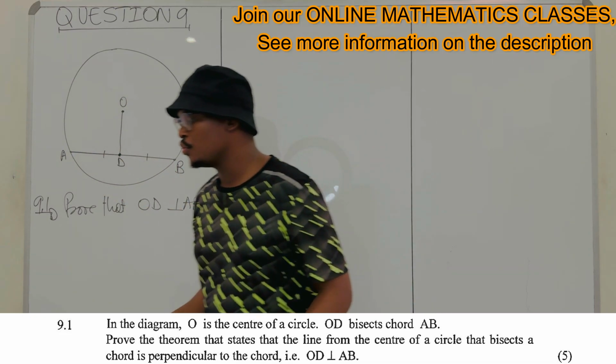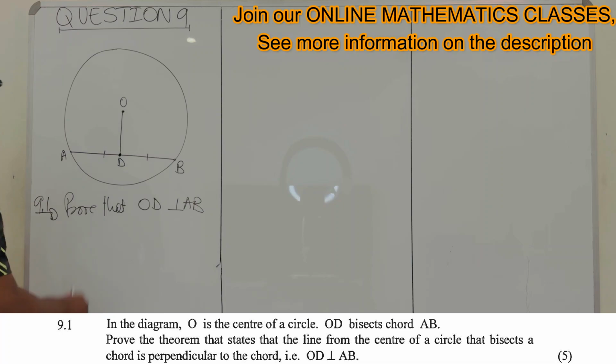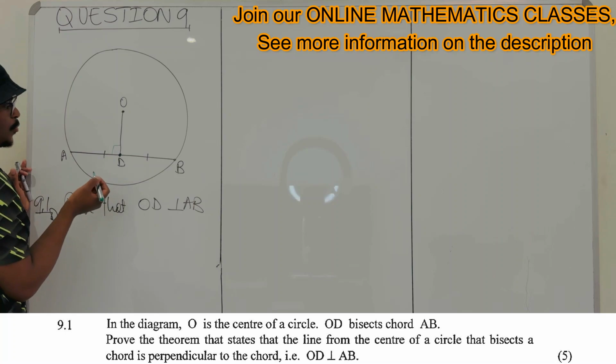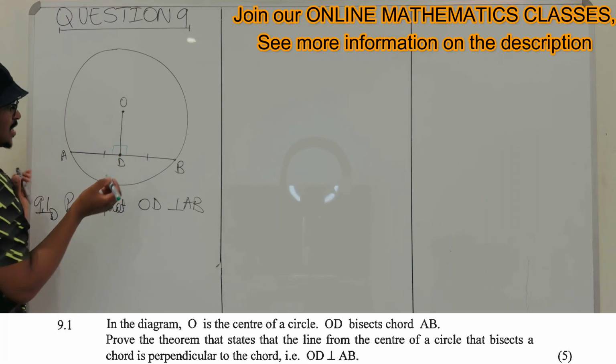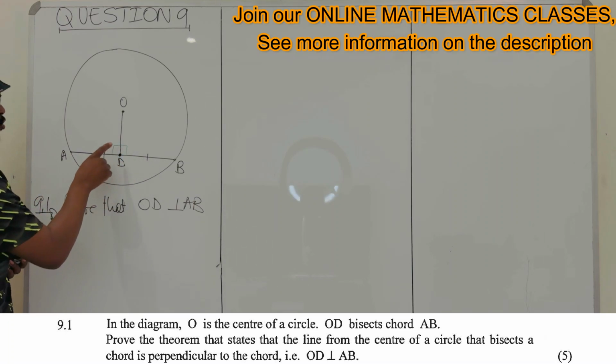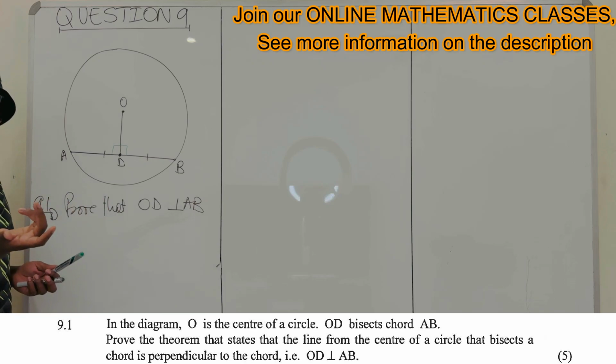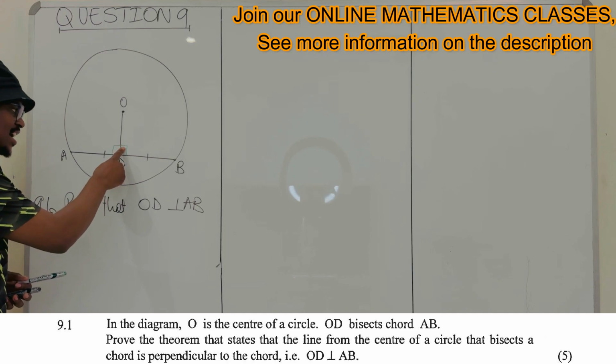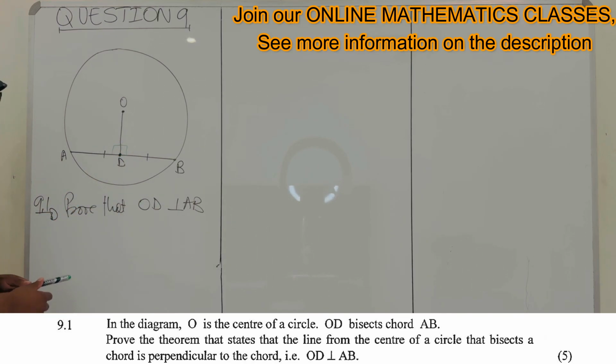So if we say OD is perpendicular to AB, which means this angle here is 90 degrees. That's your claim. Or maybe you're saying this one is 90 degrees. It doesn't matter. You can show that this is 90 or that is 90, as long as you show that there's 90. Because if there's 90 here, there's 90 there as well. So that's what they want us to prove. So let's go. Say proof.